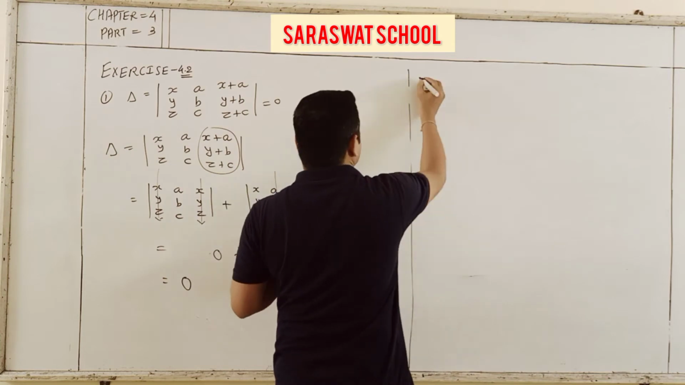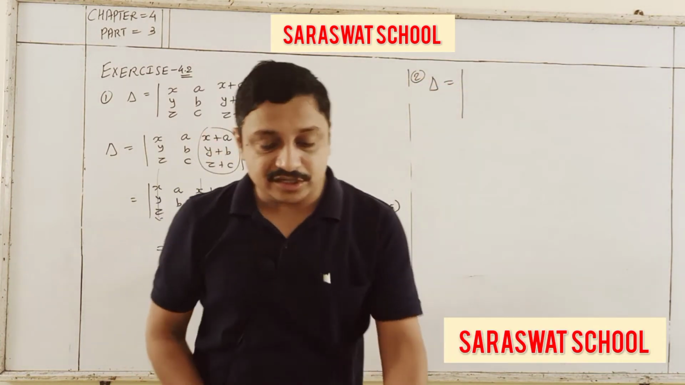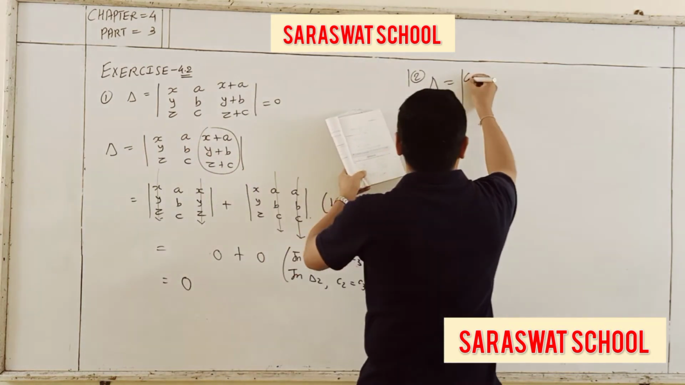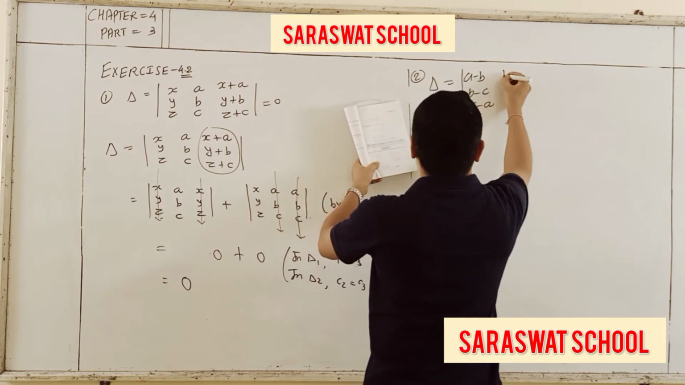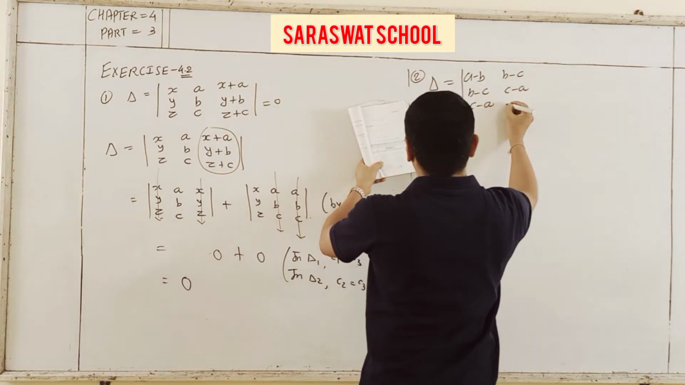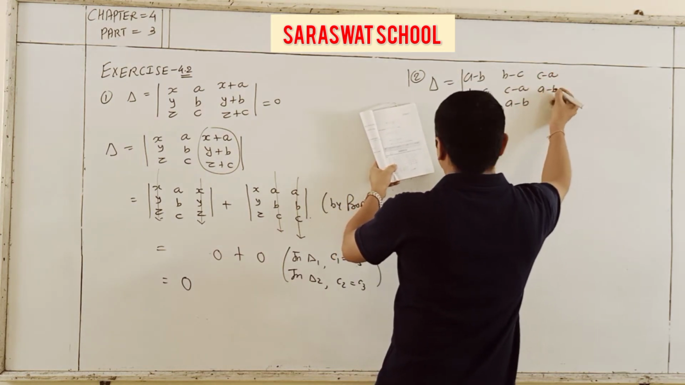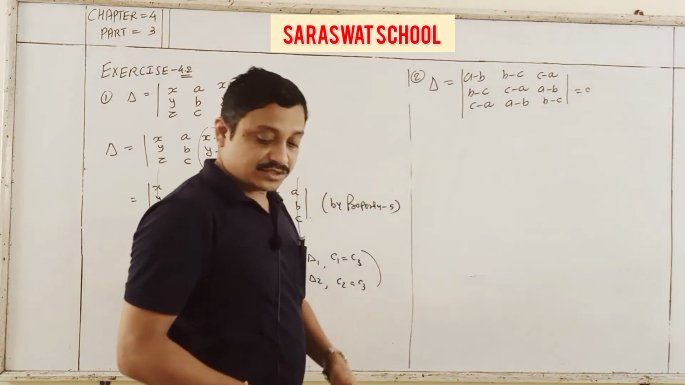Second, also prove by using properties. Here we do not use the definition, we use the properties. The determinant has rows A minus B, B minus C, C minus A; B minus C, C minus A, A minus B; and C minus A, A minus B, B minus C, and it is equal to 0.